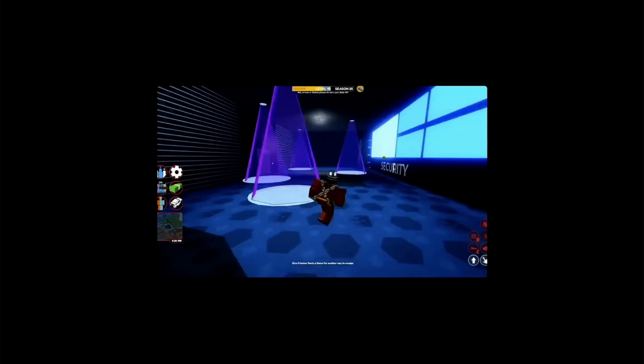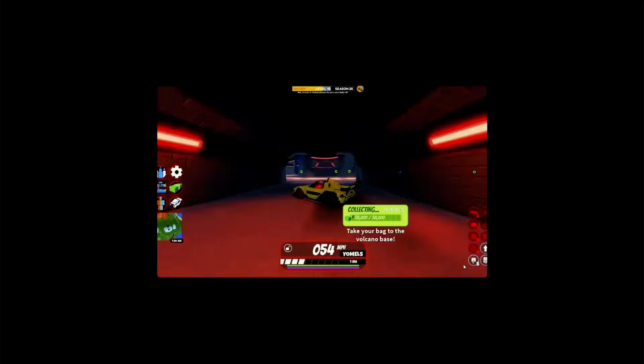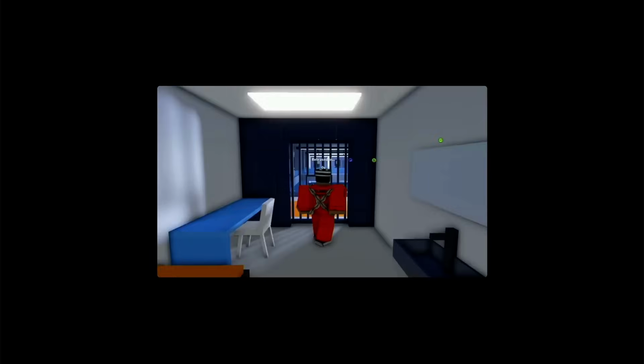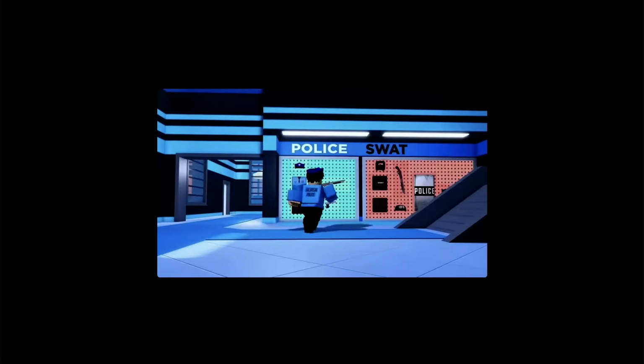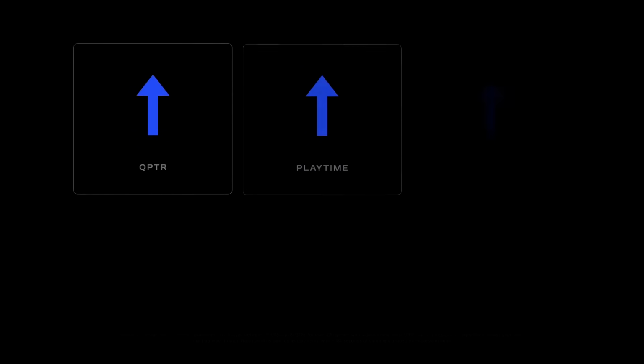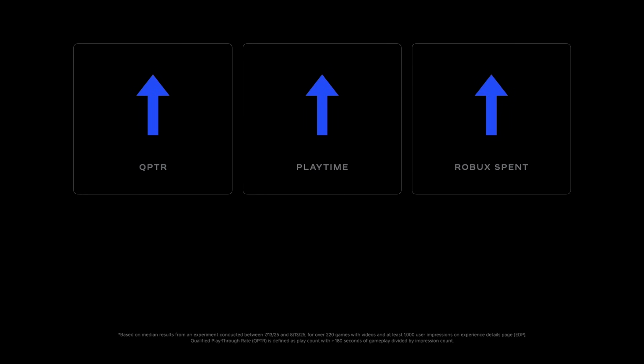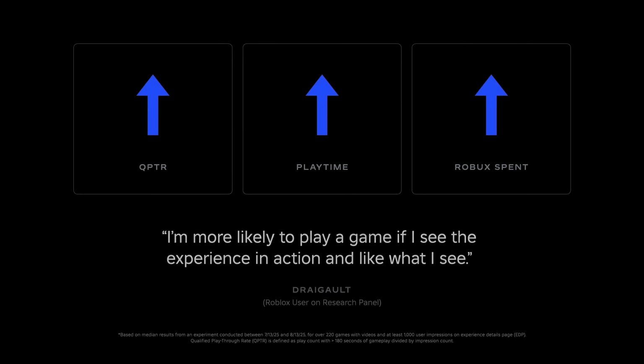All of that being showcased to users in a very friendly way. And when we look at the experiments that we ran with this and the metrics, it was extremely positive. Increases in playthrough rate, increase in playtime, increases in spend. And again, if you put yourself in Lay's shoes or any user, it's kind of obvious, no?